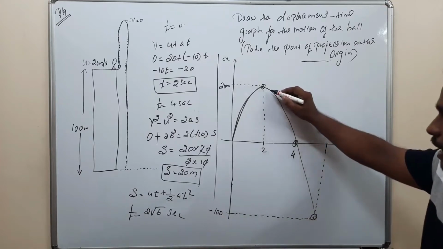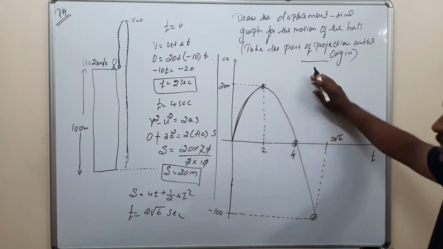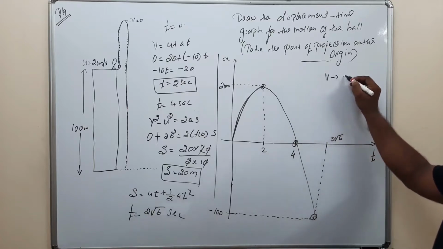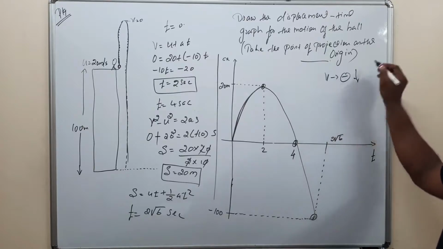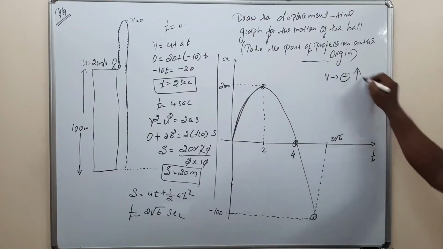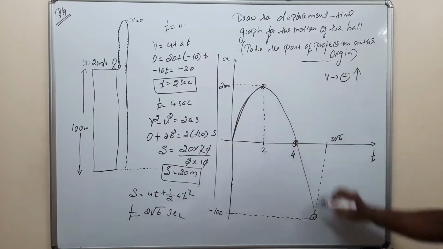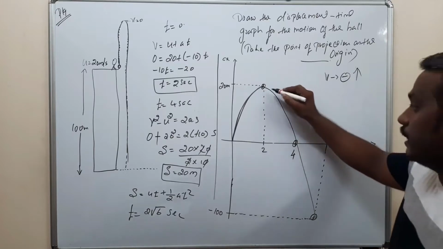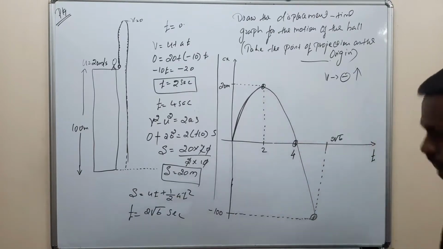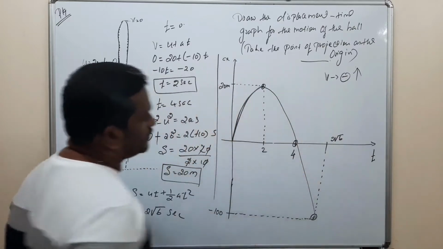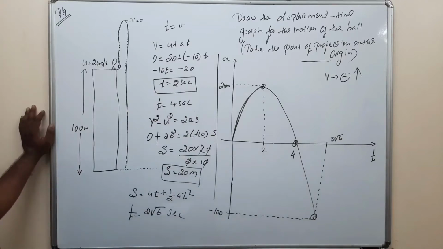Here if you draw the tangent, the velocity is negative and increasing. From this point to this point, in the single journey, the velocity is negative increasing. Okay, so this is the displacement time graph of the motion of the ball. Clear?